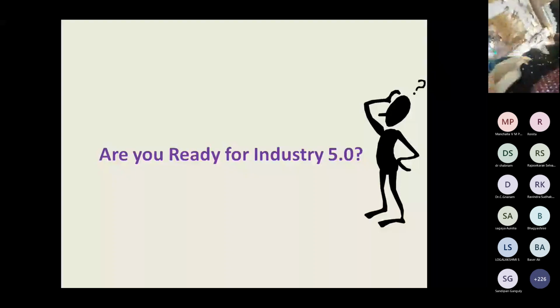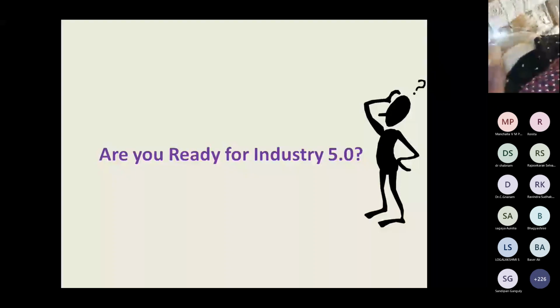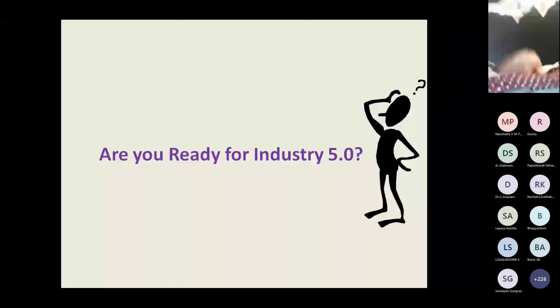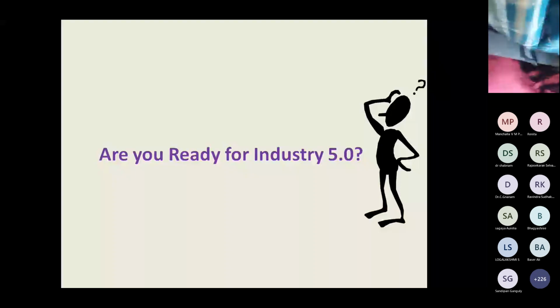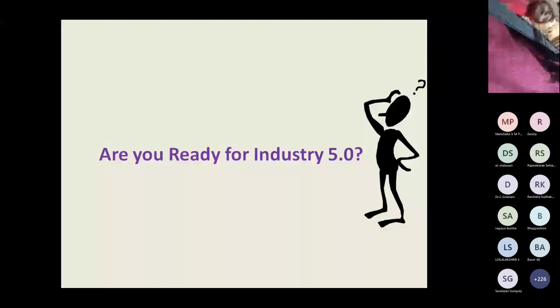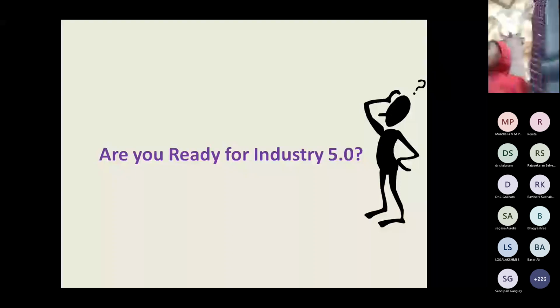Actually, nowadays other developed countries are working with Industry 6.0. Oh, 6.0? Yes, sir. I was speaking only for the Indian context, why not go for Industry 5.0? Yes, sir. We are still working with 4.0, but why not change Made in India from 4.0 to 5.0?